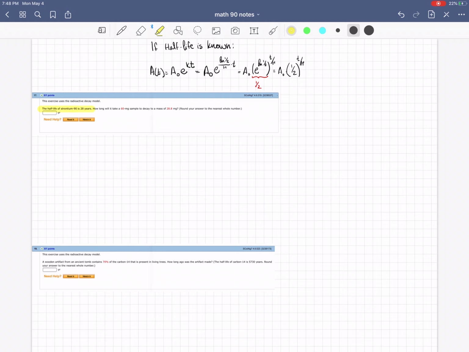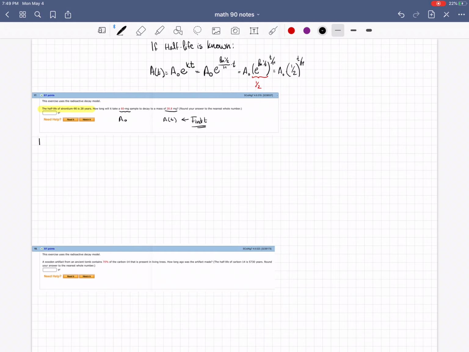And then how long will it take a 60 milligram sample to decay to a mass of 28.8 milligrams? So let's just label a few things here. This is our initial amount, right? We're starting with 60 milligrams. And then this is the amount after some time t, except we don't know t, right? So find t. In fact, you can see here in the problem that you are looking for a number of years. If you look at the answer blank, it's a number of years. Okay, so here goes. Now, we know that the half-life is 28 years.